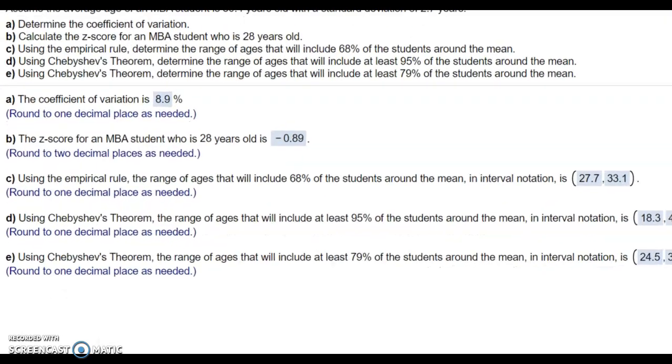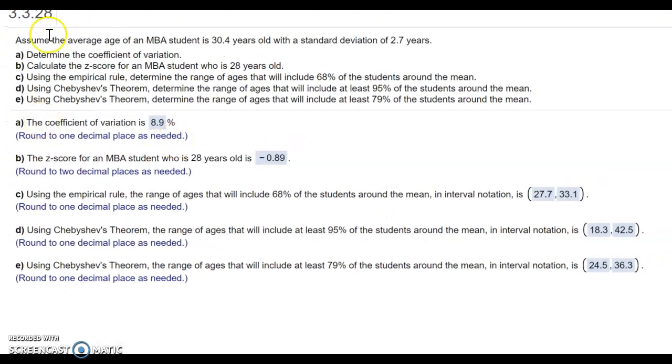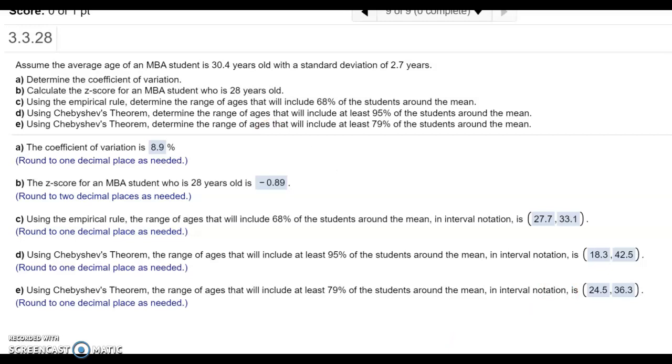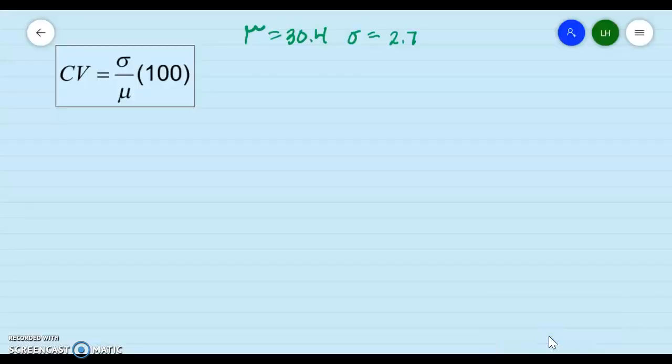Okay, so we're going to determine the coefficient of variation, and it says assume the average age of an MBA student is 30.4 years old with a standard deviation of 2.7. So here we are talking about a population. It doesn't mention anything about a sample here. So remember how to calculate the coefficient of variation. Our top value is sigma, which is the population standard deviation. Our bottom value is mu, which is the population mean.